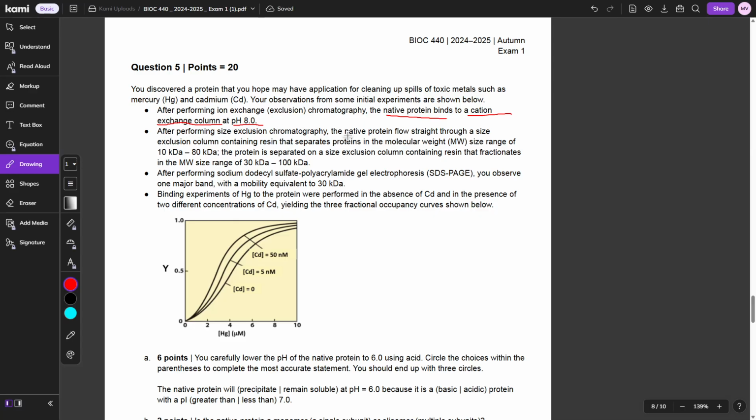After performing size exclusion chromatography, the native protein flows straight through. That's a typo. It flows straight through the size exclusion column containing resin that separates proteins by molecular weight. So it doesn't get caught in the column and just goes straight through, which means it's not any of those sizes. It's not between 10 and 80 kilodaltons, because if it was one of those sizes, it would get stuck in the column.